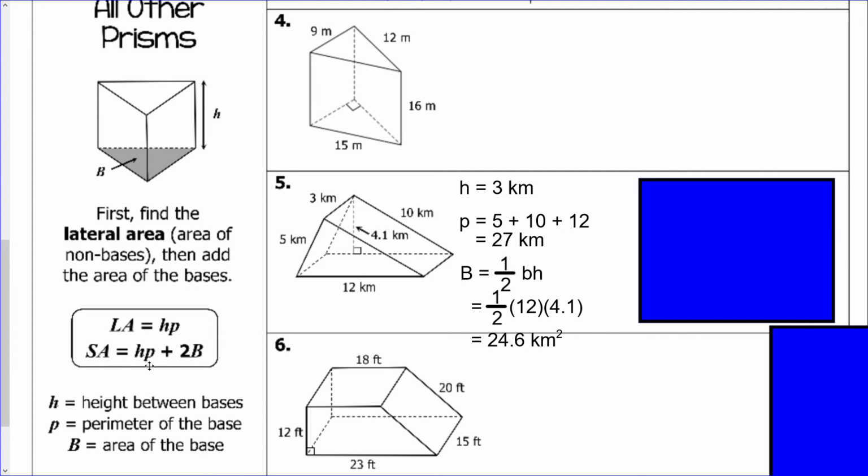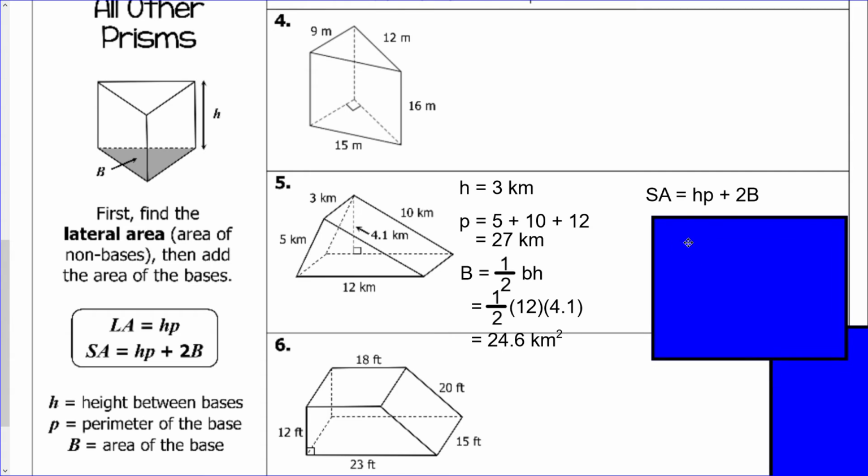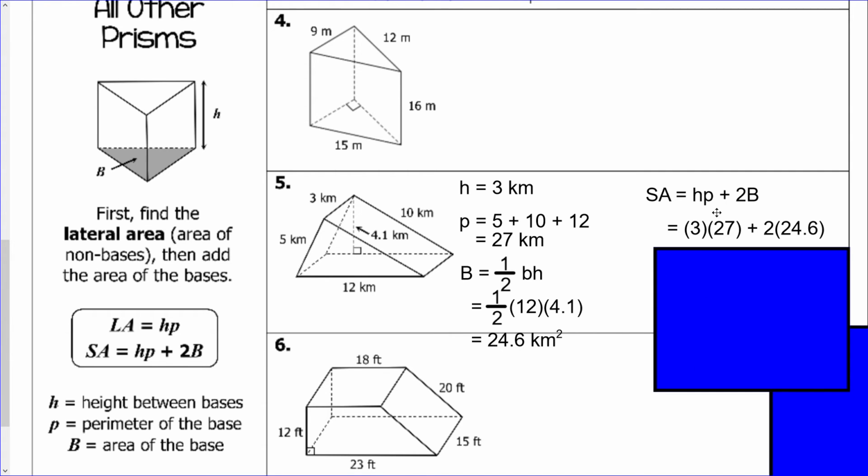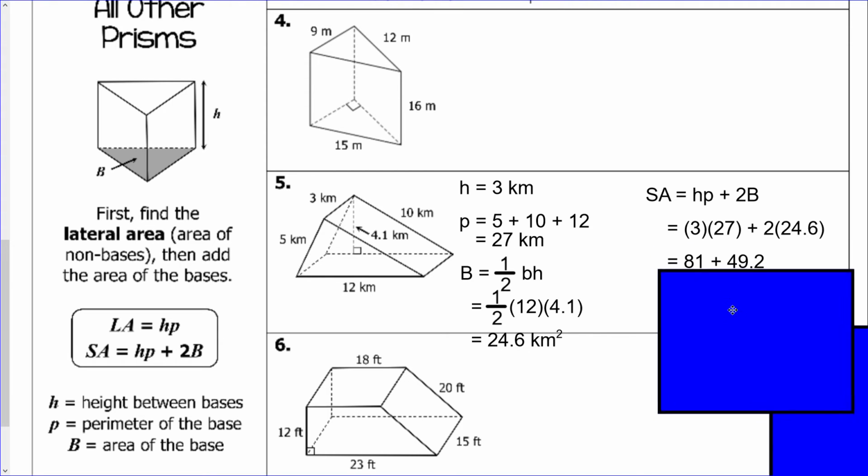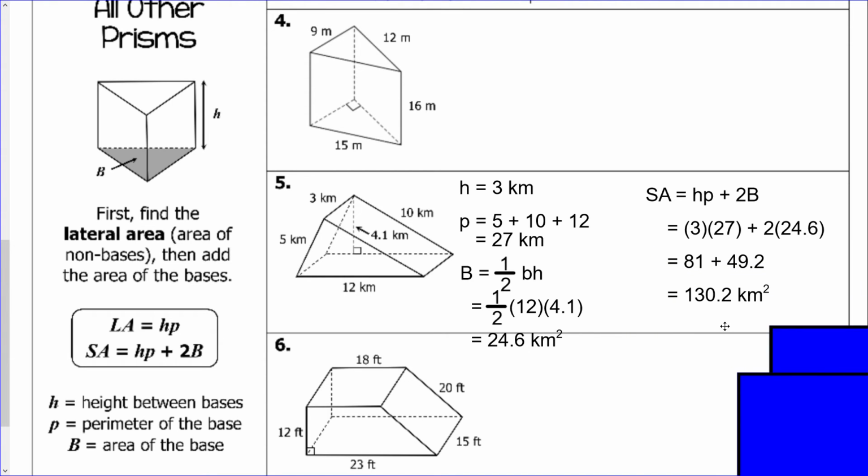Okay, and now we have the H and the P and the capital B, which is all we need to find that surface area. So we'll use that formula. So the height is 3, the perimeter is 27, and 2 times the area of the base, which is 24.6 kilometers squared. Okay, and then you just carefully do that math, and we end up with 130.2 kilometers squared.